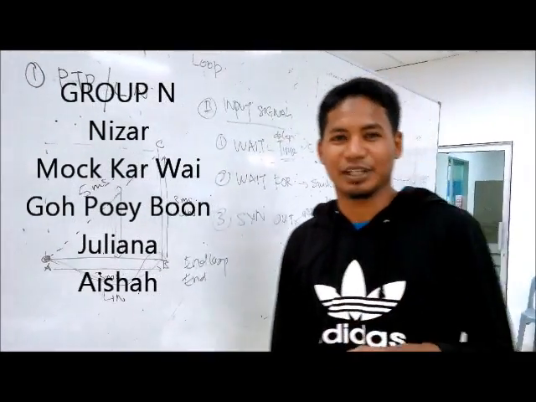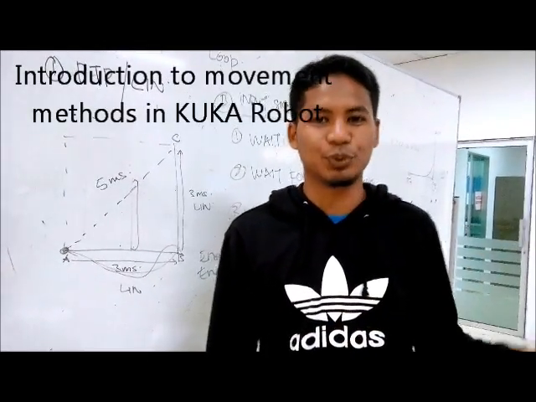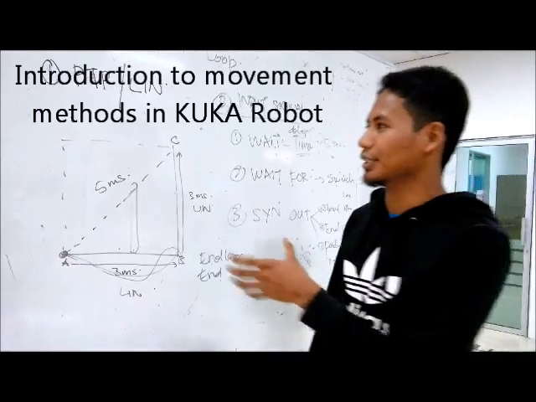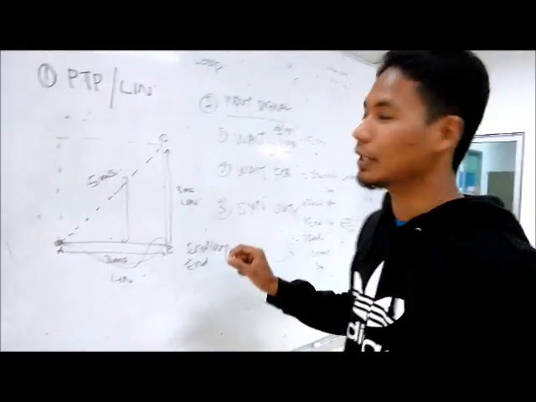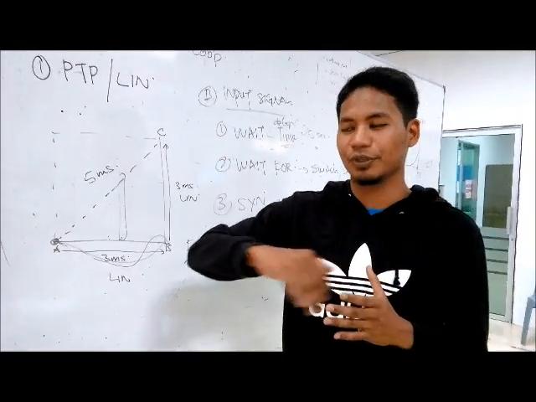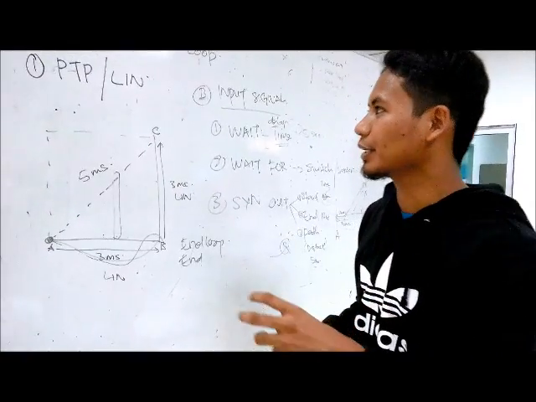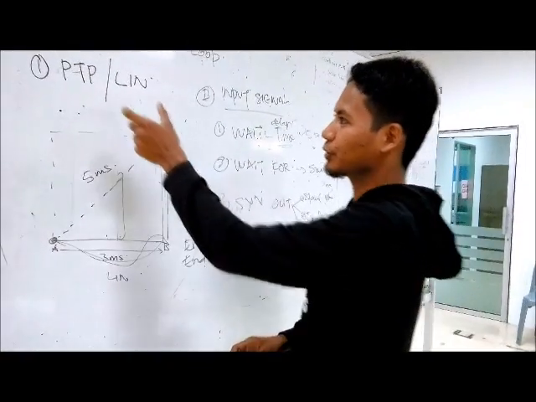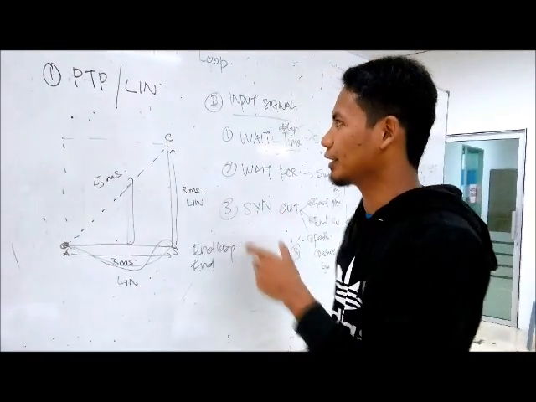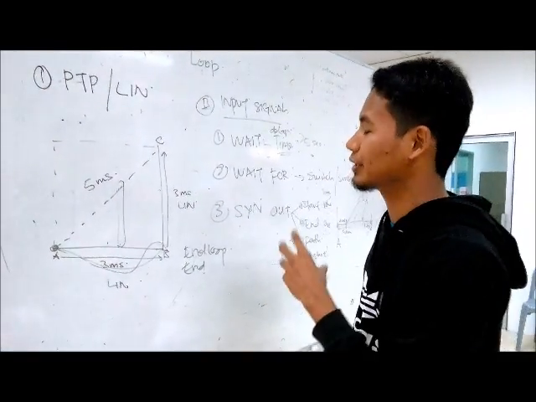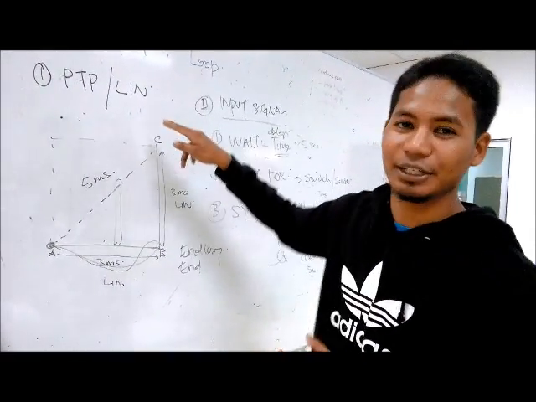So for today's lab practice, I will explain the outline of what we are going to do. The first thing is we will set the mark. If you want to move the robots, we have CP, continuous path. We can either use PTP or linear. Actually, there is a third one, which is the circular. But today we are just going to set a linear motion.